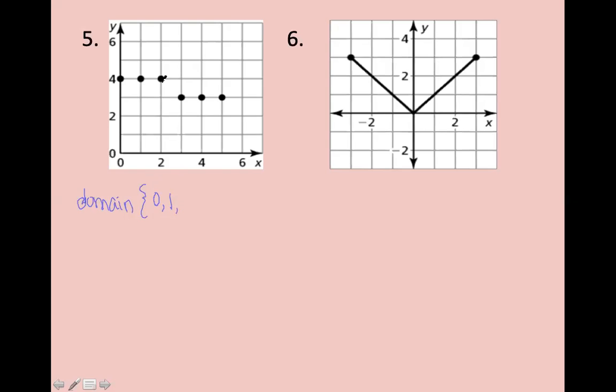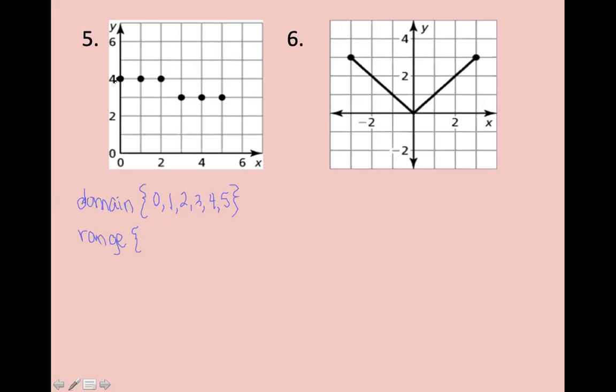This point here would have an X coordinate of 2. Looks like I have one at 3, 4, and 5. So that's my domain. My range is the Y values that I have from these coordinates.